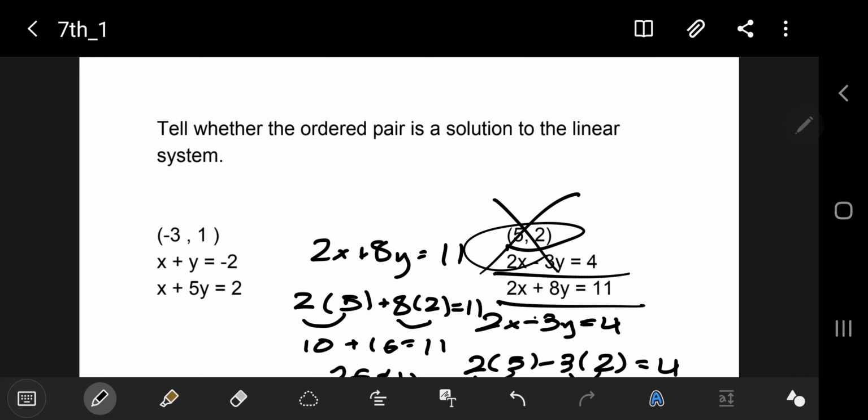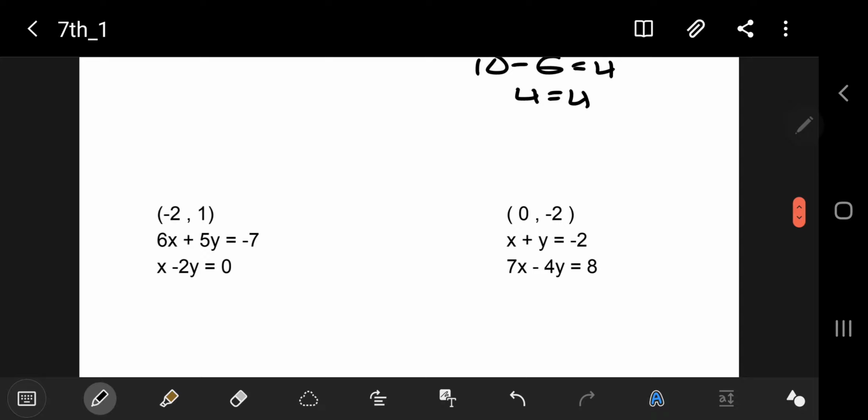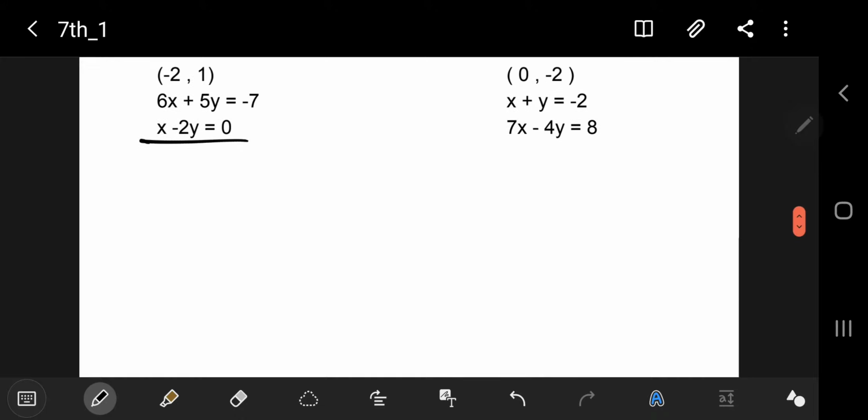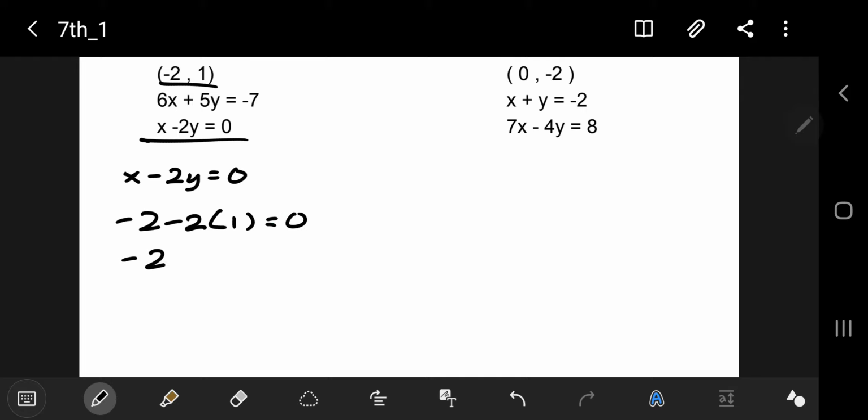Oh, sorry. Let's try one more. Let's try this one over here. Okay, so we have x minus 2y is equal to 0. Now let's input these coordinates. So negative 2 minus 2 times y, which is 1, is equal to 0. Negative 2 minus 2 is equal to 0. Nope. Negative 4 does not equal 0.